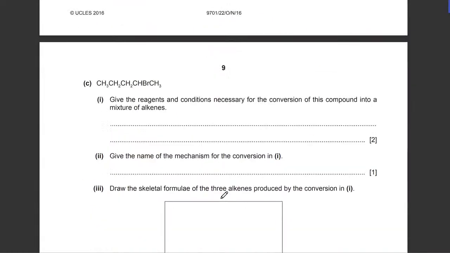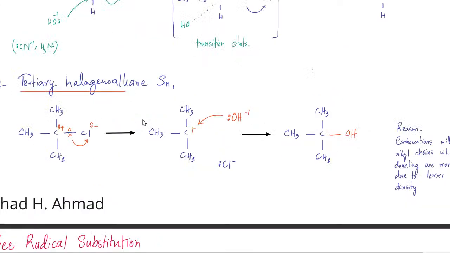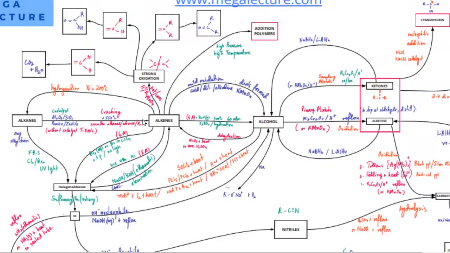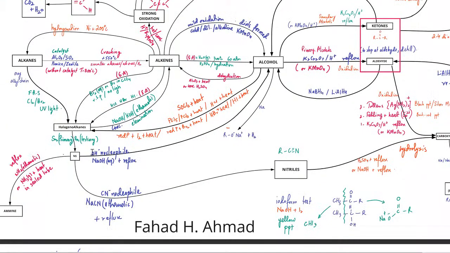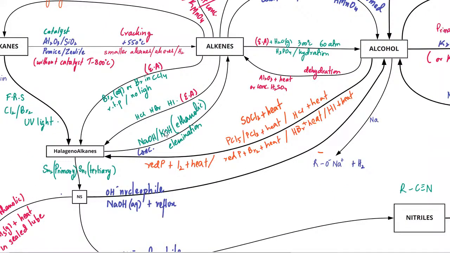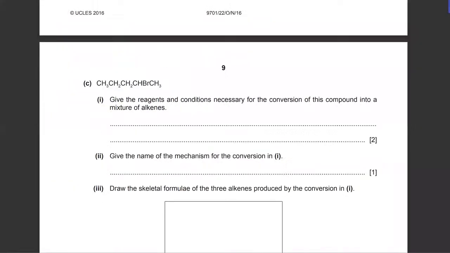अच्छा, so moving on, this one, give the reagents and conditions necessary for the conversion of compound into a mixture of alkenes. So which is this? This is halogenoalkane wala elimination. You've got a halogenoalkane and you're going to वापस जाना है. NaOH ethanolic concentrated, elimination happens and it turns into an alkene. So what happens in this is कि एक तो वो concentrated NaOH, right? Ethanolic.